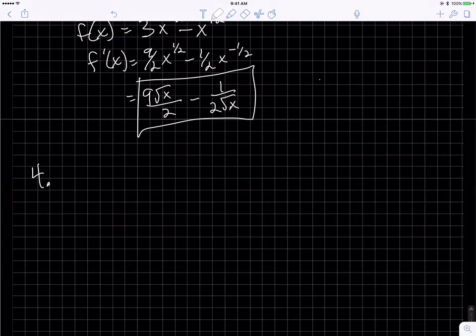Number 4. Find the derivative of g of x equals x cubed over x squared plus 3 to the 3rd.